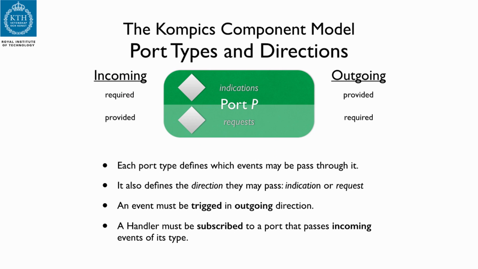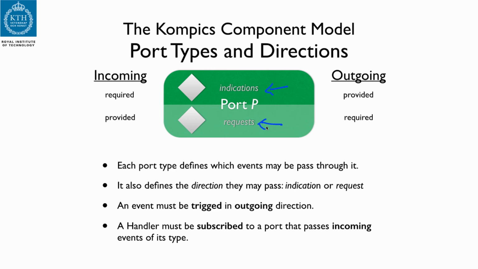So what is a port type really? Now, a port type simply defines events that might pass through it. And it also defines the direction in which they may pass. The possible directions are indications and requests. However, on their own, those two words don't actually mean anything.